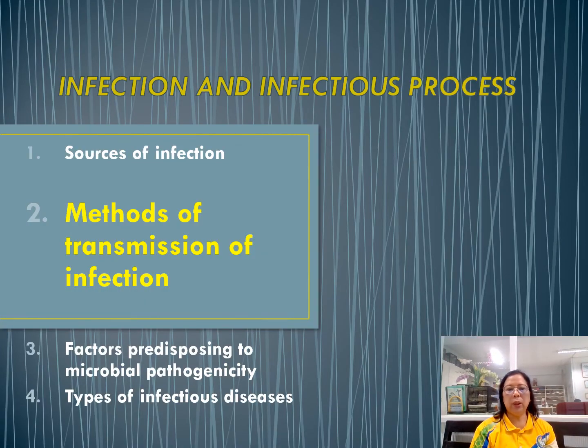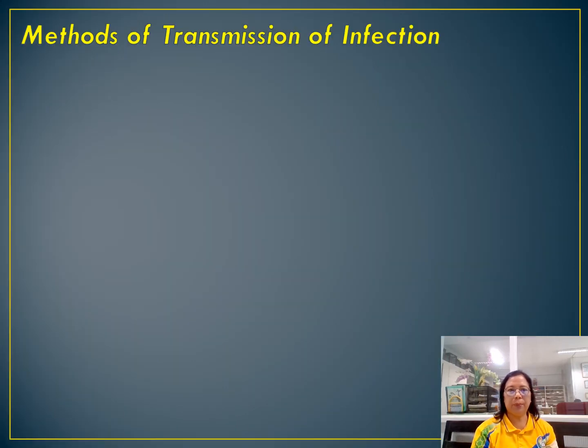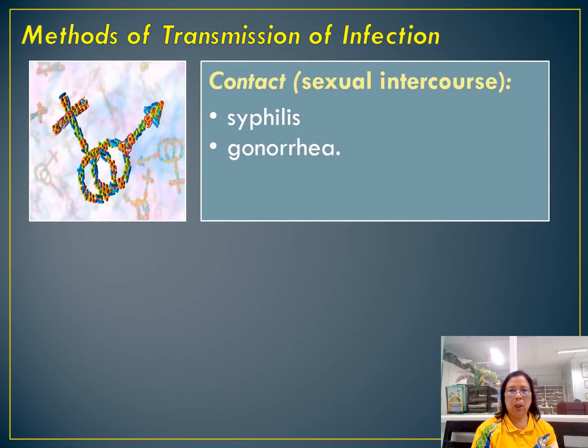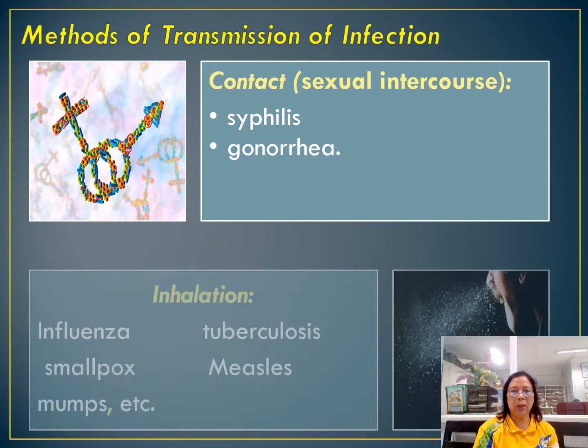Okay, what are the methods of transmission of diseases? That is our next topic. We have direct contact or sexual intercourse as a method of transmitting infection that leads to syphilis, gonorrhea, or other sexually transmitted diseases, including AIDS.